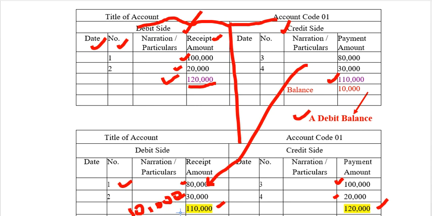I write it on the debit side, but it will be called the credit balance, because the greater side is the credit side and the smaller side is the debit side. We write 10,000 there, but it is normally the credit balance of your ledger. Okay class, I hope you are understanding how we calculate the debit and credit balances.